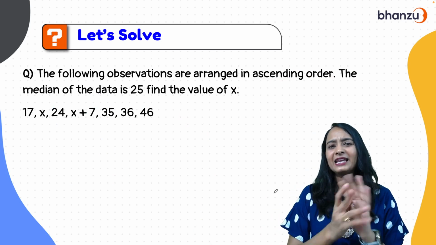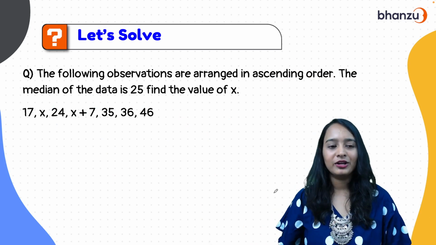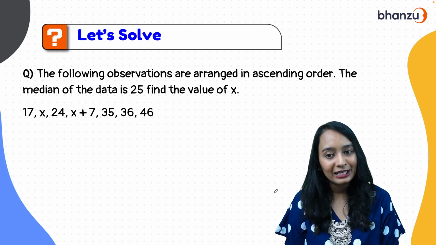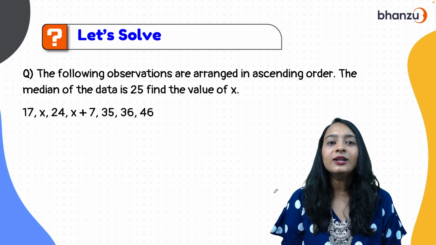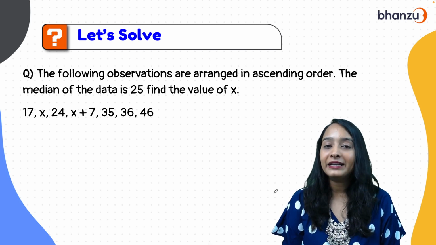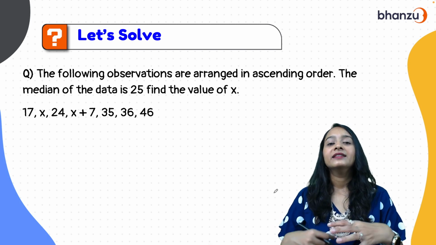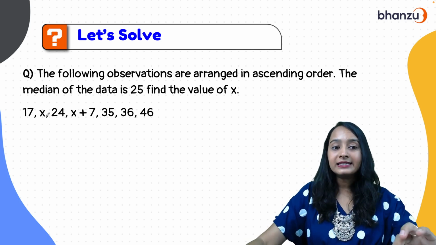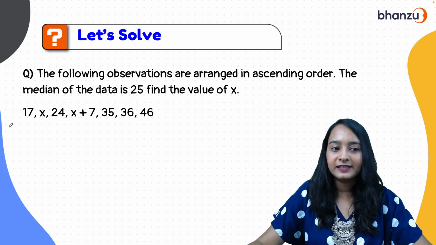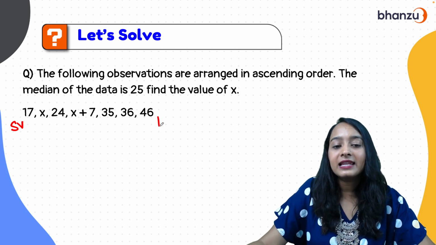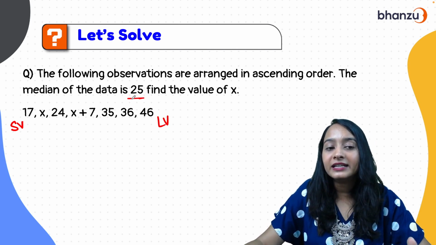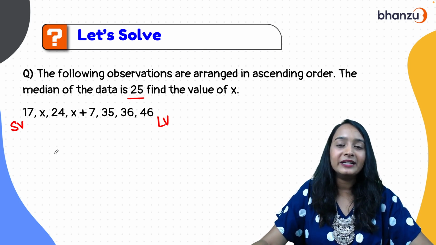Alright, let's take up another question, a very interesting question. The following observations are arranged in ascending order. The median of the data is 25. Find the value of x. Now what did they say? They are already saying that it is arranged in ascending order. This is the smallest value and this is the largest value. Very nice. Now they're telling us that the median of the data is 25.